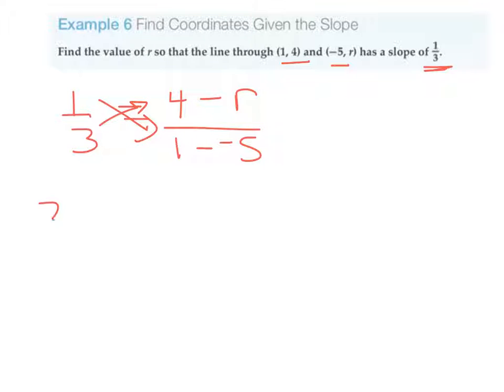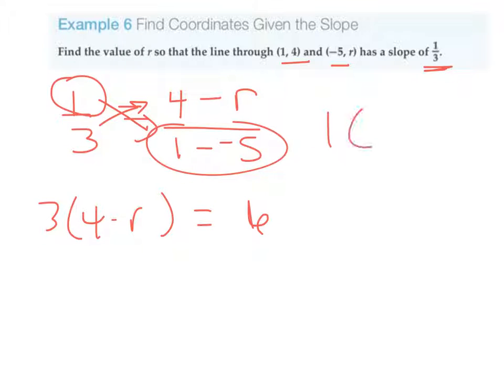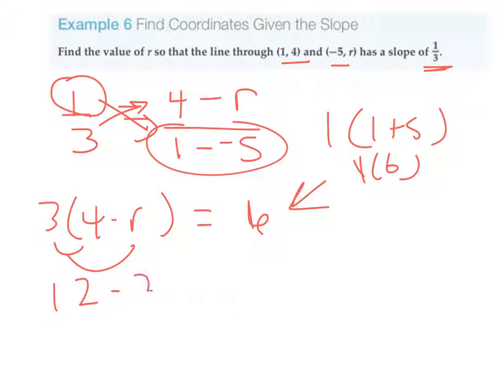So 3 times 4 minus r equals 1 times, and this is 1 plus 5, which is 6. So it's 1 times 6, which is just 6. So let me do this part right over here. 1 times, and that's 1 plus 5, which is 6, and 6 times 1 equals 6. Now if I distribute, 12 minus 3r equals 6.